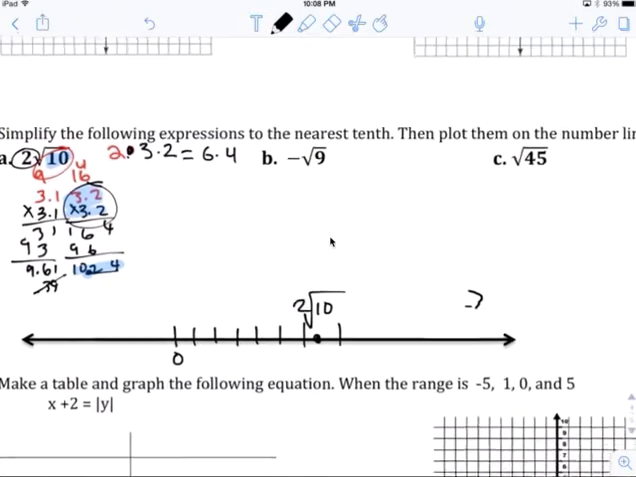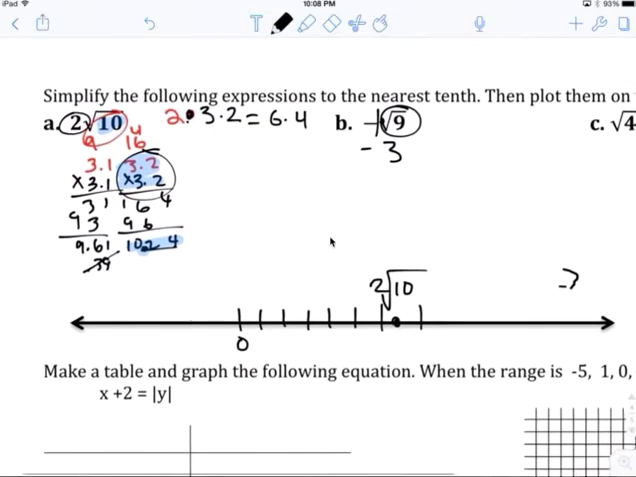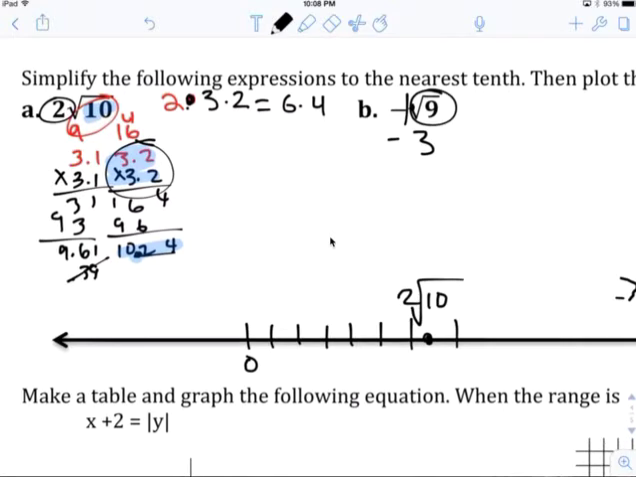Okay, and then you have negative square root of 9, which is negative 3, because square root of 9 is 3. That's 1 times the answer, so negative 3. So negative 1, negative 2, negative 3 right there. It's negative square root of 9.